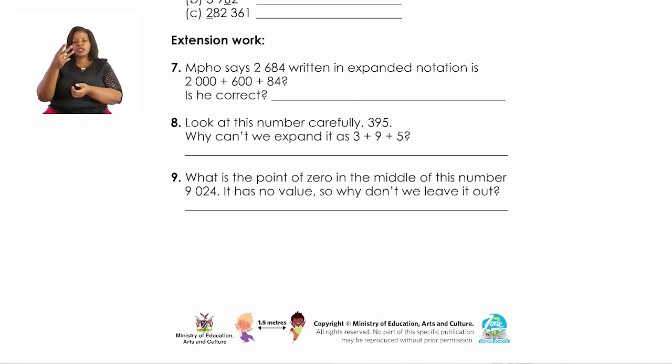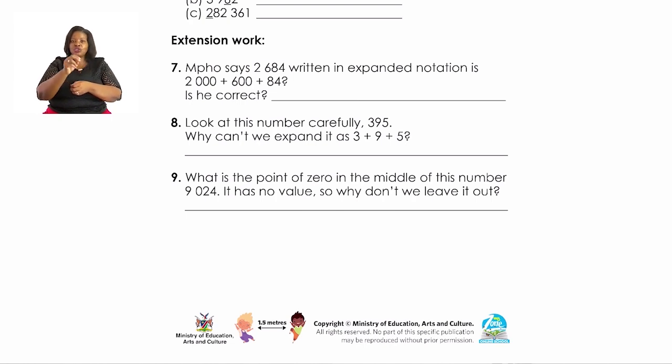Number 8, look at this number, 395. Why can't we expand it as 3 plus 9 plus 5? Why are we not expanding it in that way? Could you please give me a reason? So you have to explain. If the space is small, write and continue below the line. And make sure you first think and go through your work and see where it is wrong. Where you find what is supposed to be there, that is what you have to give as a reason.